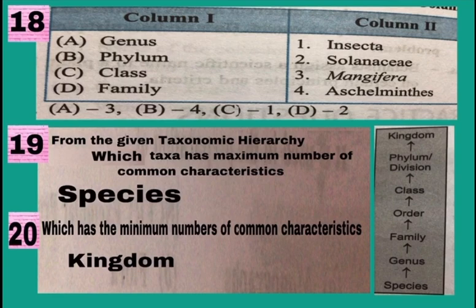Question number 19. From the given taxonomic hierarchy, which taxa has the maximum number of common characteristics? Answer is species. And question number 20. Which has the minimum number of common characteristics? Answer is kingdom. Remember, the higher the category, the lesser the number of similar characteristics, and the lower the taxa, the more characteristics the members of the taxon share.